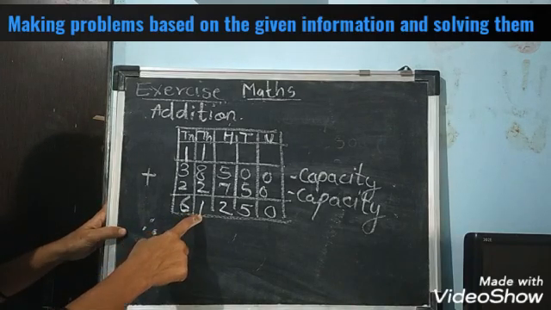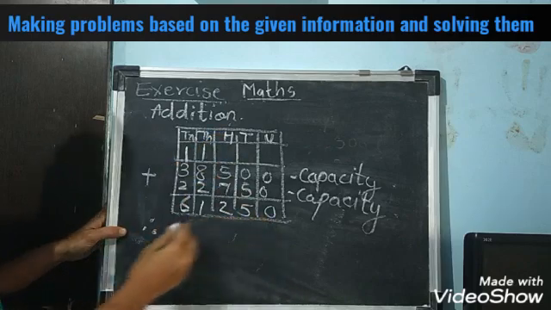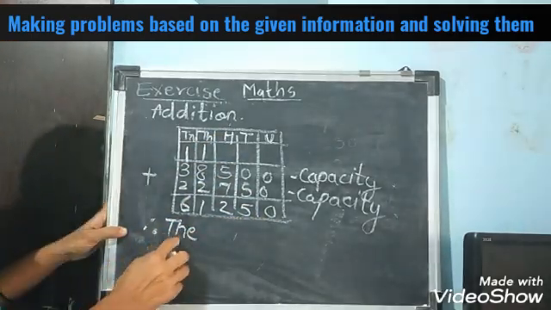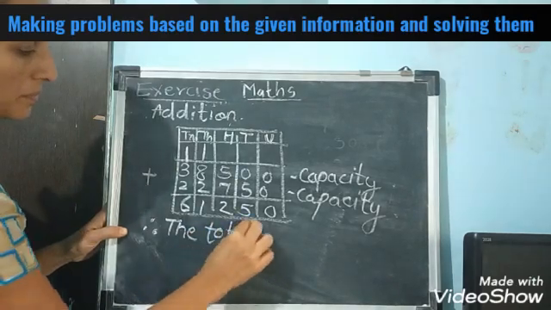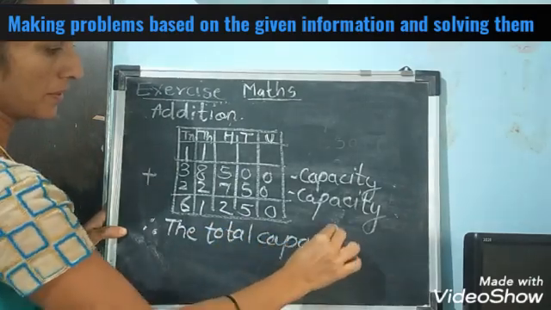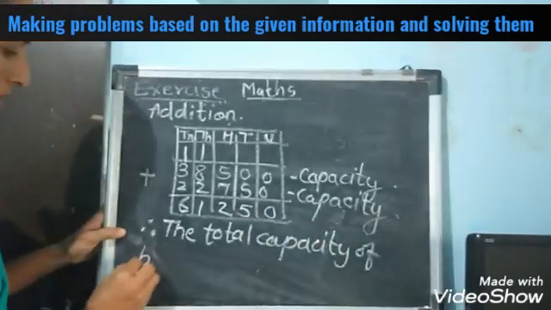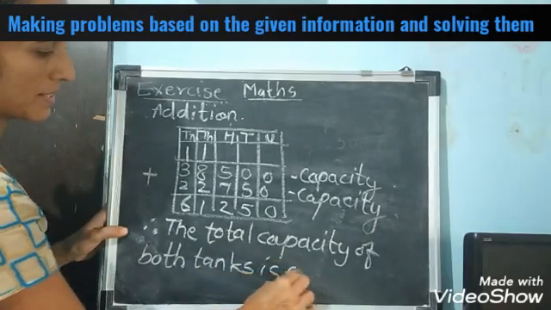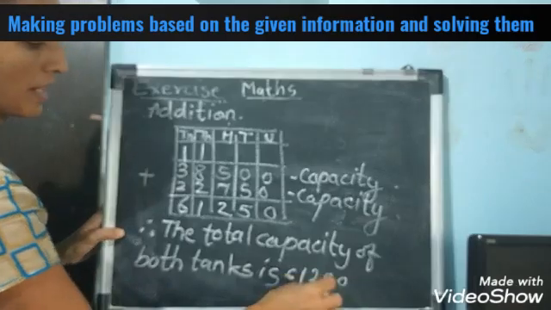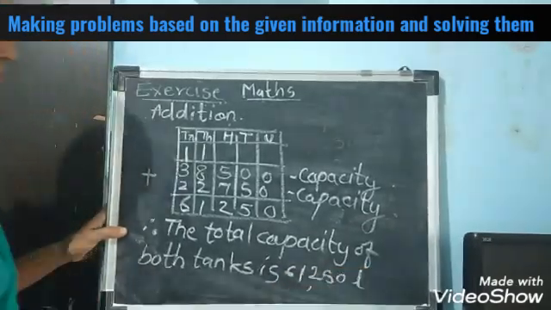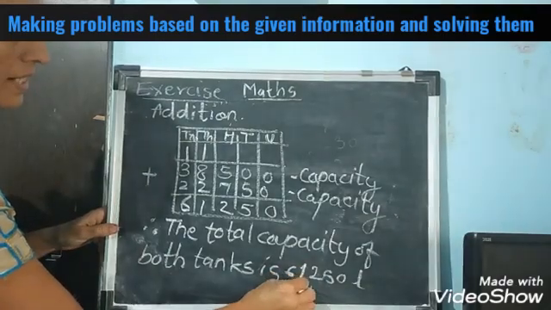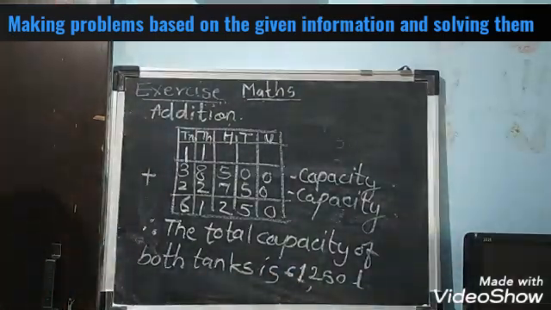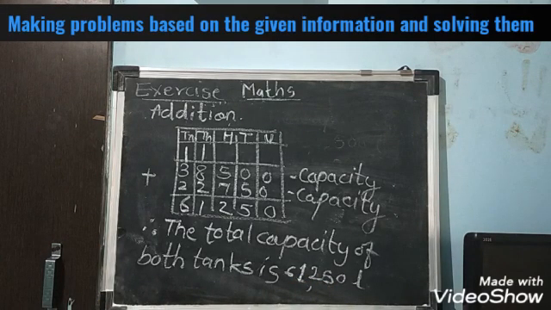Read the number. 61,250. The total capacity, therefore the total capacity of both tanks is 61,250. And what will be the unit here? Liter. 61,250 is the total capacity of both tanks. So students, in this way addition example we have solved. Now we will see the subtraction example.